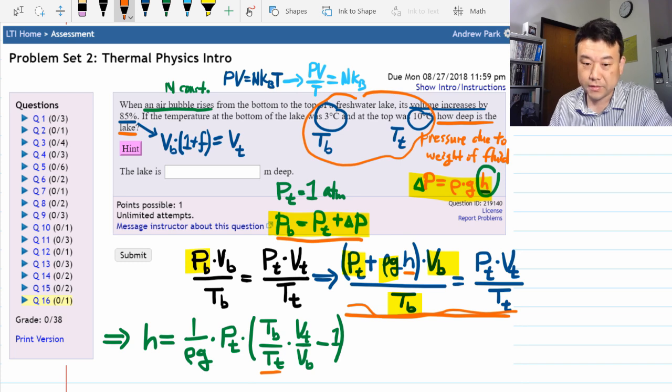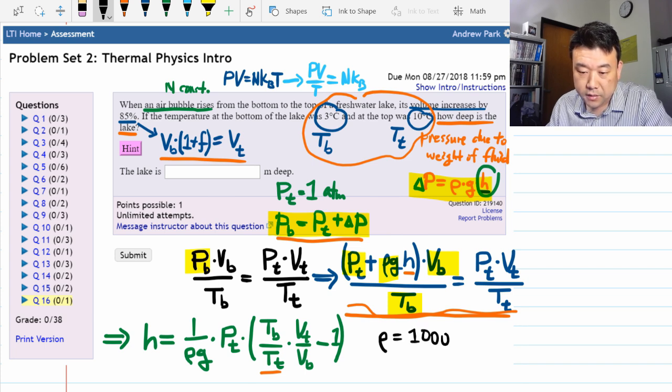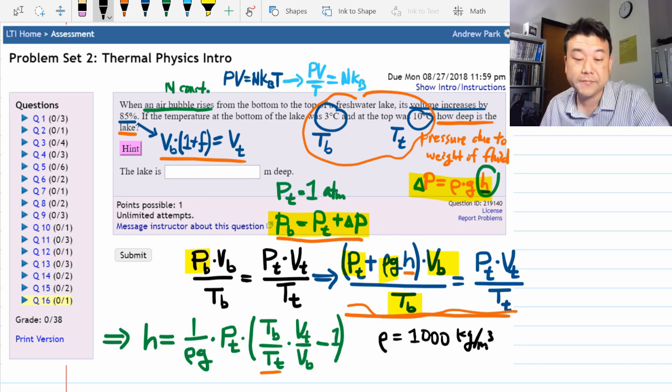The volumes, you can get the ratio of the volumes from this expression here. Hopefully you have these two constants in your background knowledge, that the density of water is 1000 kilogram per cubic meter. Remember, cubic meter is a rather large volume. It's 1000 liters. And g, I don't think anyone ever forgets that, 9.8 meters per second squared. I think you should get the correct answer even if you use 10, but it's up to you.